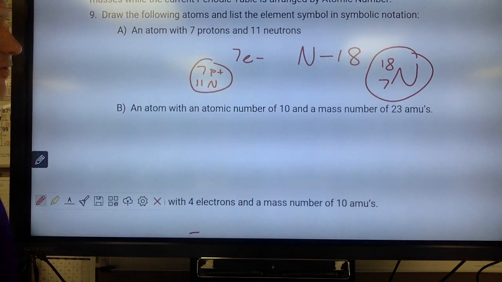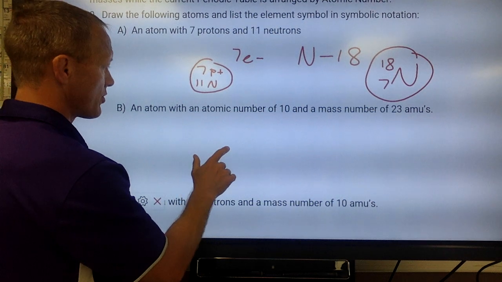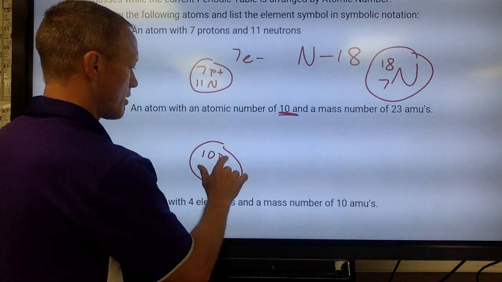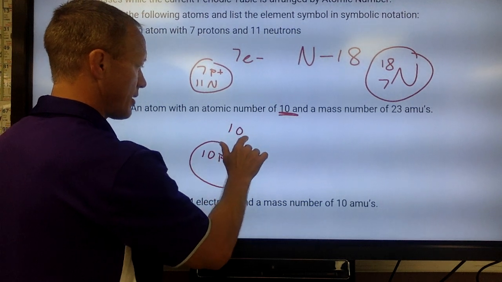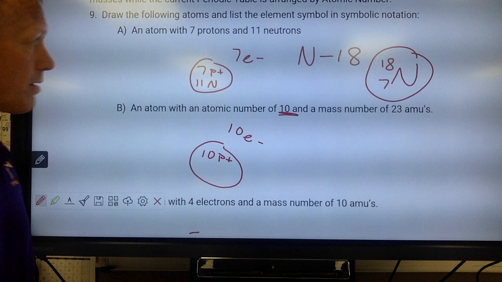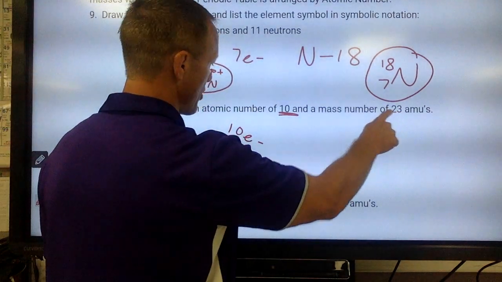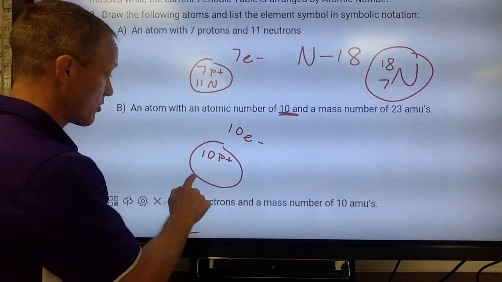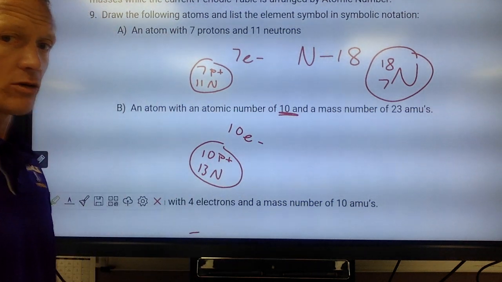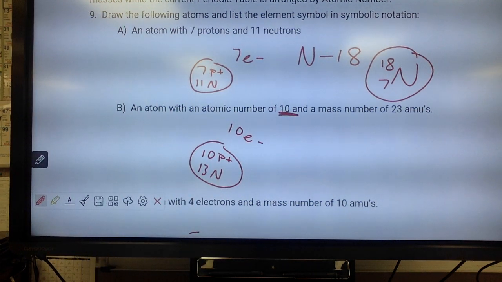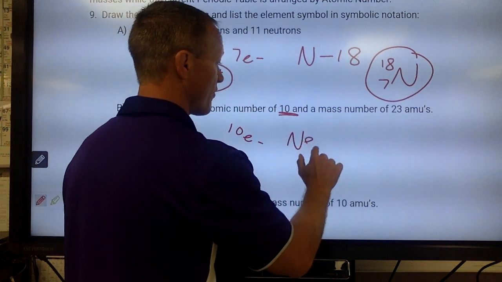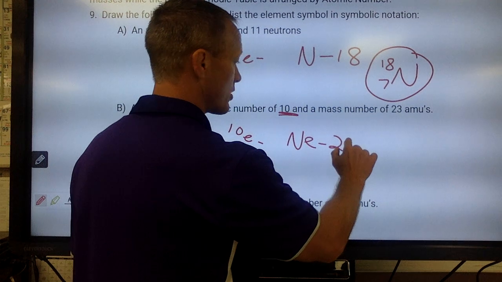Draw an atom with atomic number of 10, mass number of 23 AMUs. If the atomic number is 10, that means we have 10 protons and 10 electrons going around the outside of the nucleus, free to move. Mass number is 23, so the stuff in the nucleus has to add up to 23, so it must have 13 neutrons. Look at the periodic table to see what element 10 is. Element 10 is neon, so this would be neon with a mass of 23.